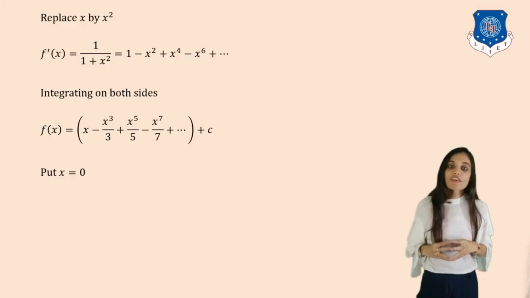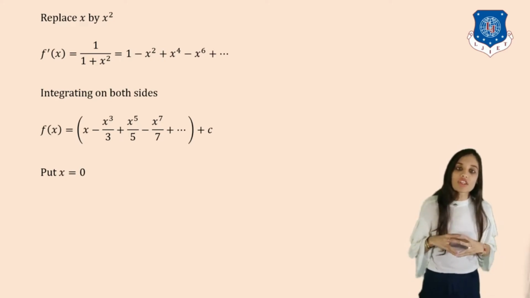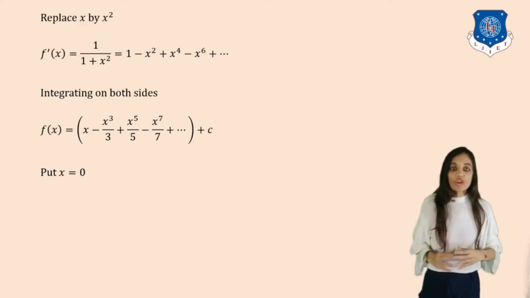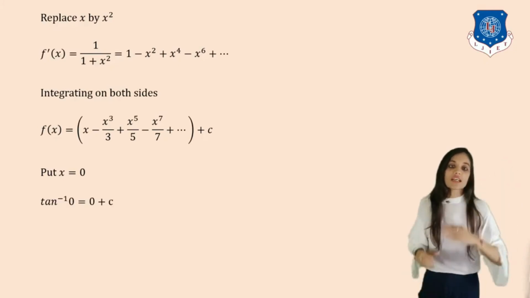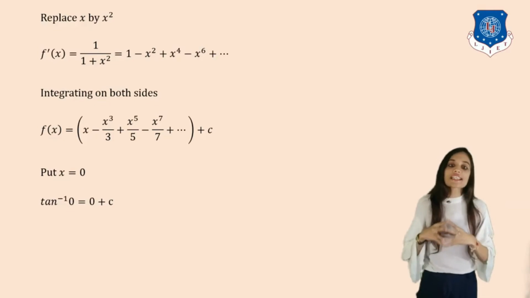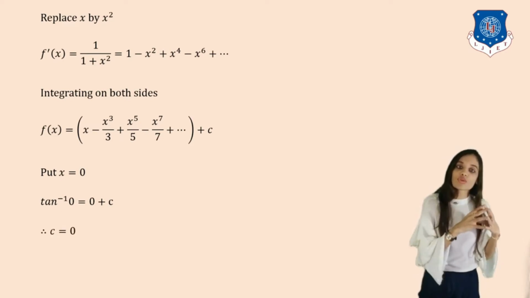Now whenever we are finding Maclaurin series, always we will put the value of x as 0. So in the above equation, you will put the value of x as 0. So f of 0 is equal to 0 plus c. Now our f of 0, that is tan inverse 0. So tan inverse 0 is equal to 0. Therefore our value of c is equal to 0.